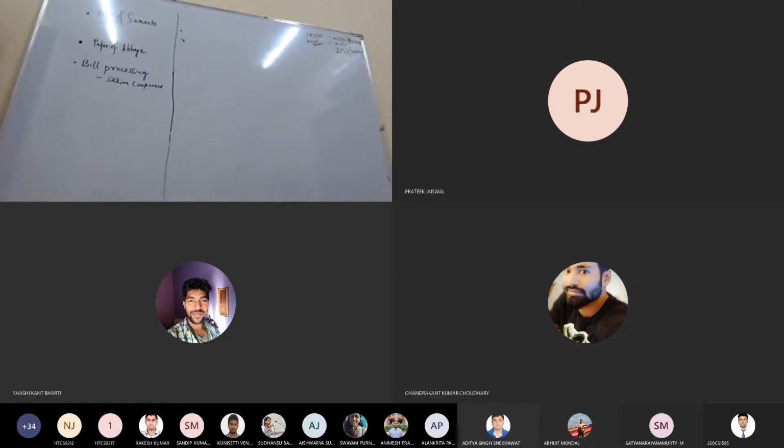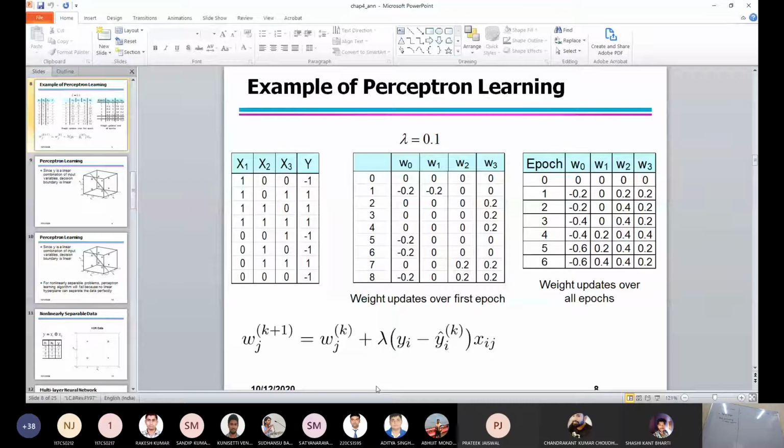So in the last class we talked about perceptron learning, and essentially we learned how the weights are updated. It has different disadvantages, obviously. The major disadvantage is that we only learn a single computing unit, a single perceptron. A single perceptron is very simple.